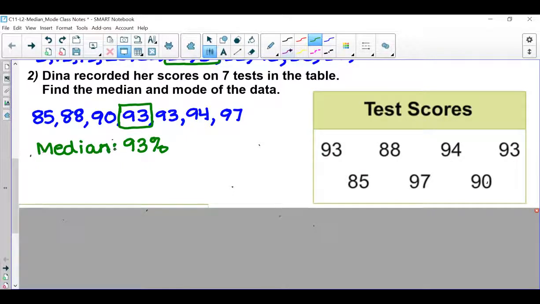Can anyone tell me what the mode is? 93. 93, right? Okay, so let's write it down. We have mode 93. I'm putting the percent there because that's what we're talking about, our scores. I'll give you a minute to write that down. If I'm going too fast, guys, just let me know. But just remember that Miss Ibsen is putting this down on the chat.